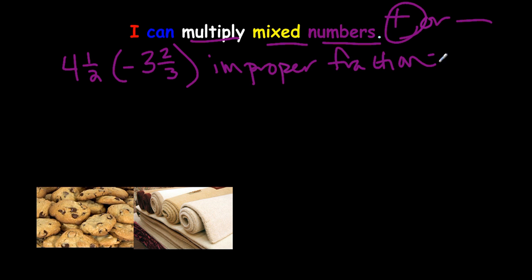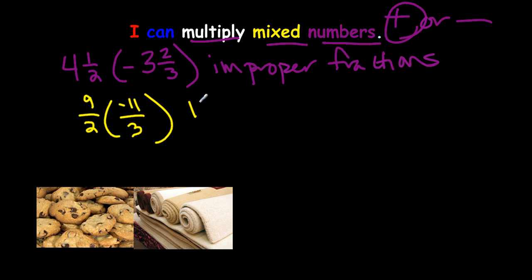Okay? So if I look at 4 1/2, I change it to an improper fraction. I'm going to go 4 wholes with 2 in each one. 4 times 2 is 8 plus another 1 gives me 9 halves times 3 wholes with 3 in each one. 3 times 3 is 9 plus another 2 gives me 11. And this one is negative thirds.